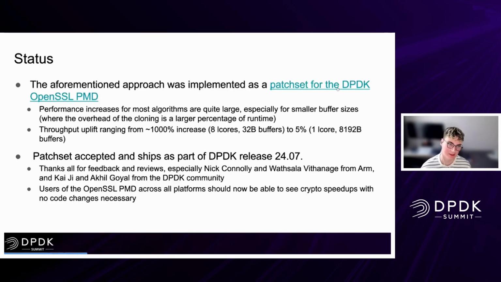So we implemented this as a patch set against DPDK. The performance increases for the algorithms are pretty large, especially for smaller buffer sizes, which obviously is because the overhead of this cipher context cloning is a much larger percentage of runtime when the cipher operations are over smaller buffers. The throughput uplift ranges from up to a 1,000% increase on really small buffers with a lot of L cores to a more modest 5% or so with 1 L core and very large buffers.